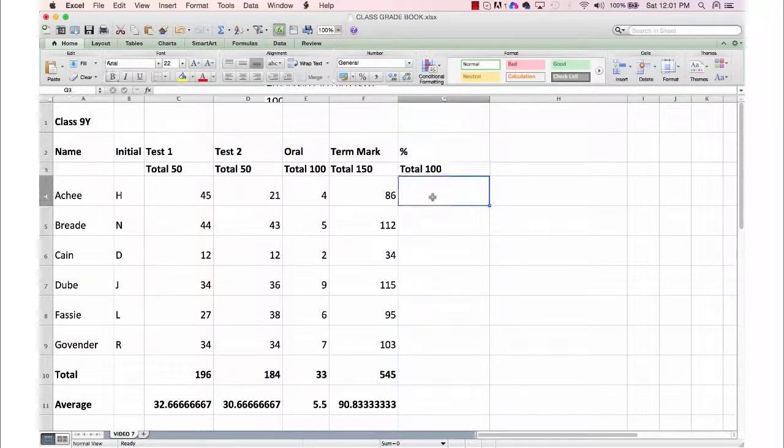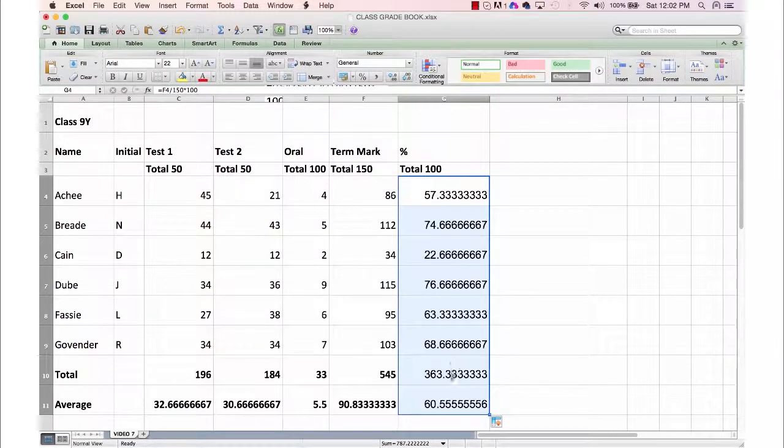Okay, so to get the total out of 100, the formula we will enter is going to be equals F4, which is out of 150. We're going to divide by 150, and we're going to multiply by 100. And that gives us our total percentage out of 100. And again, if we drag this down to the bottom, just like we've been doing, it gives us the total out of 100 for every row.